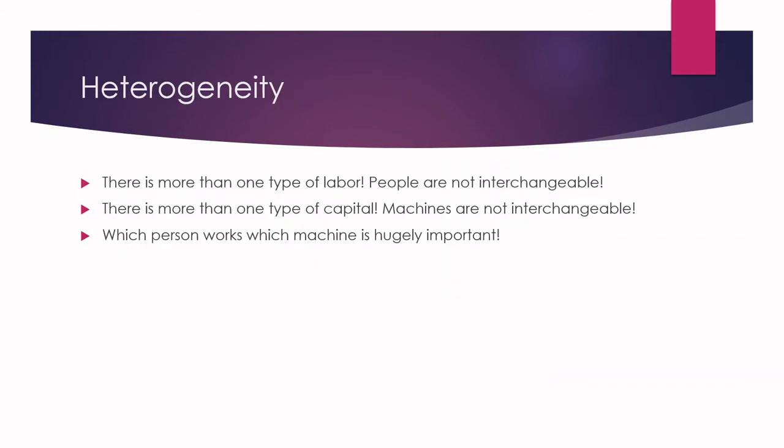So one of the big things that's missing in the equation of production is heterogeneity, that there's more than one type of labor. People are not just interchangeable objects that carry a unit of labor that can be applied to anything. There's more than one type of capital. Machines are not interchangeable. You can't just hand one unit of capital to a random person and get the same output out of them, right? Which person uses which machine, or does which job, is incredibly important and will change the output of the system by many orders of magnitude.